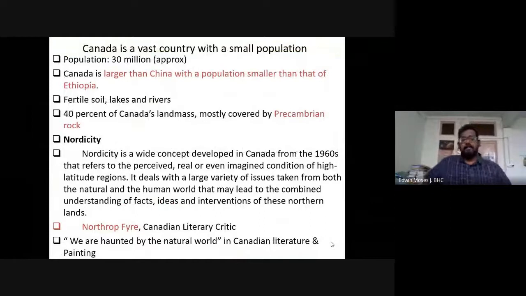So Canada is a vast country with a small population, approximately 30 million. Canada is larger than China with a population smaller than that of Ethiopia. So the fertile soil, lakes, rivers, and you have to understand that 40% of the Canadian landmass is mostly covered by Precambrian rocks. Precambrian rocks are a type of ancient rock which existed over a billion years ago during the Precambrian period, when the climatic conditions were extreme heat and there were volcanic eruptions, and a type of rock was formed. That is called Precambrian rocks.